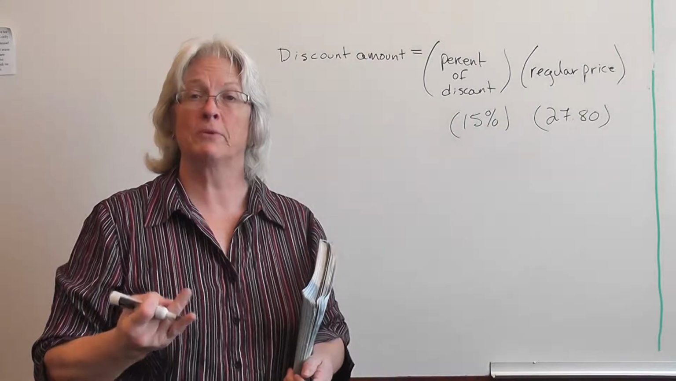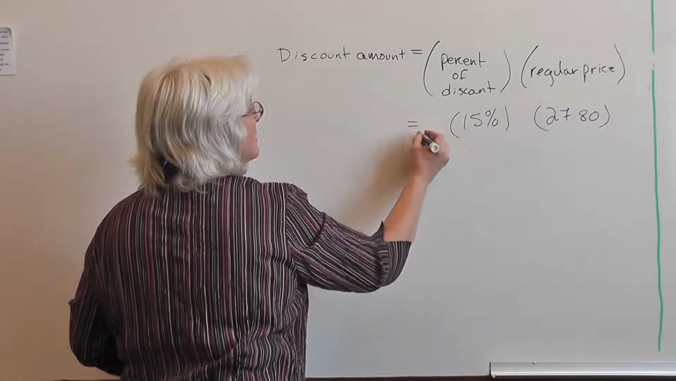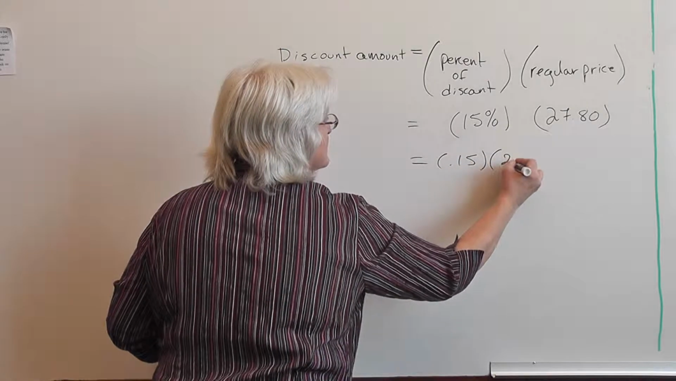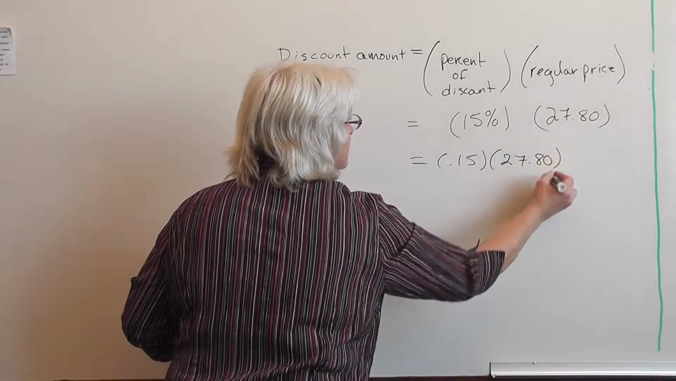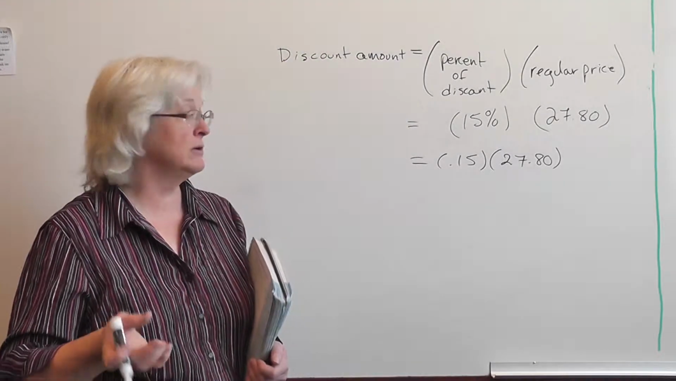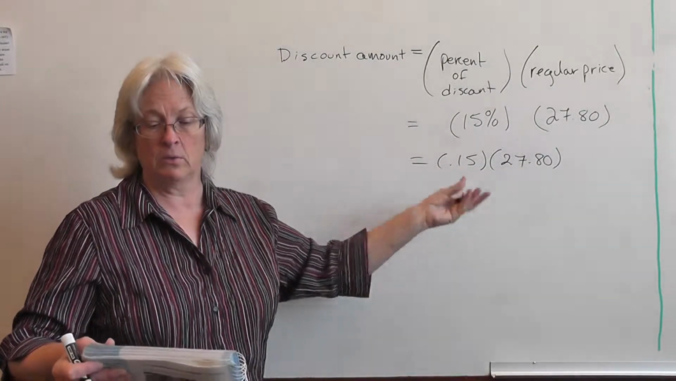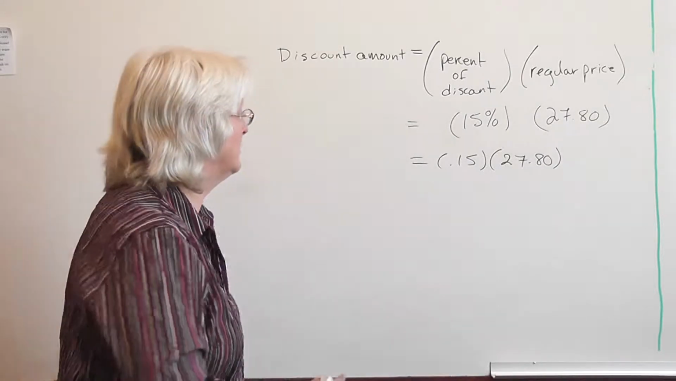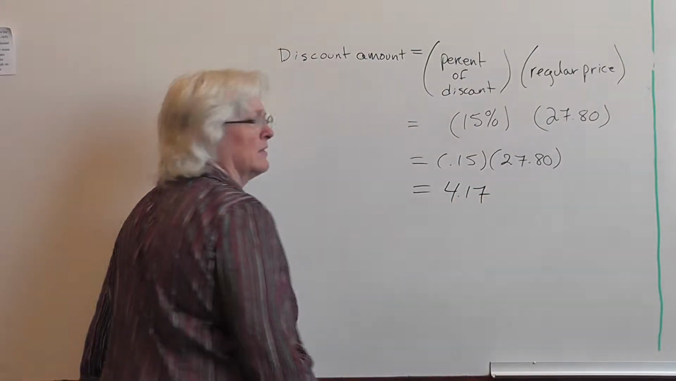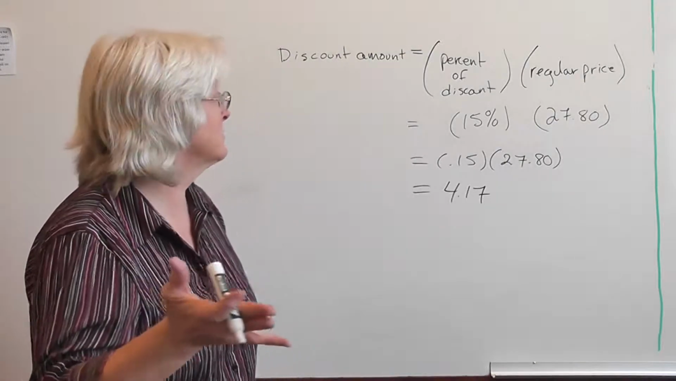We have two parts to our problem. First, I want to know the discount amount. The amount of the discount is 15% expressed as a decimal times 27.80. If you're doing this multiplication by hand, make sure that you locate your decimal point properly. When you get that calculation completed, you're going to end up with 4.17. Okay, what in the world is 4.17? That's meaningless to me, teacher.